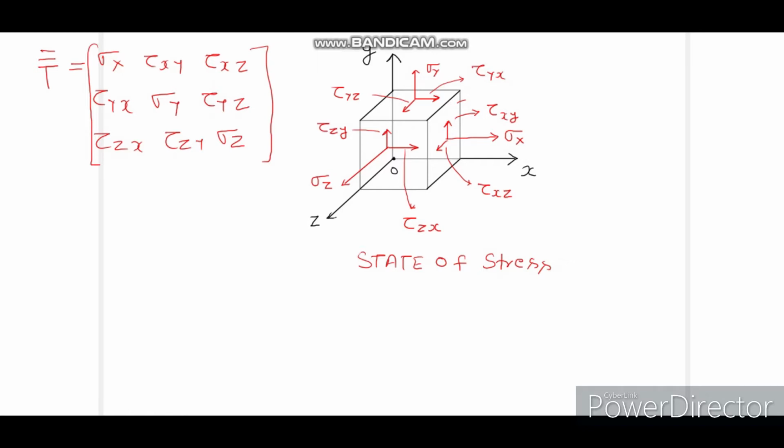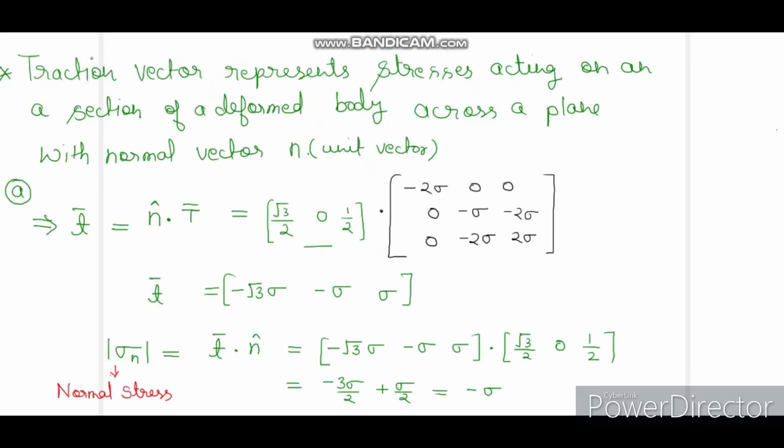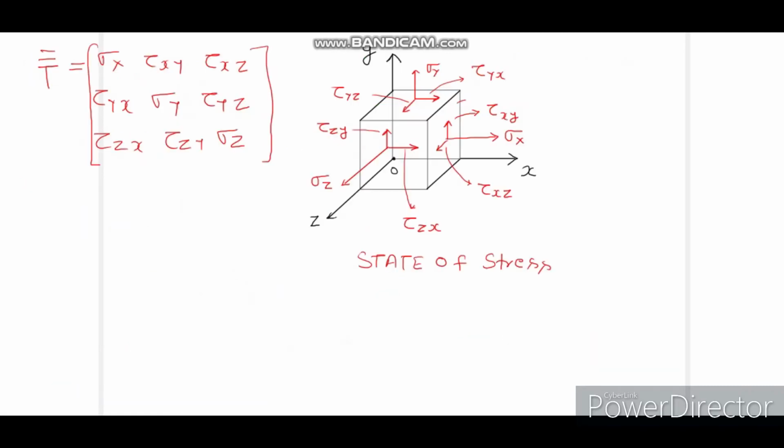Now the second thing is, what is the traction vector? The traction vector represents, if we see this plane here, there are 3 components of stress, and we can represent all 3 as a single vector, like sigma x i plus tau xy j plus tau xz k. So this is the traction vector, which represents the total stress acting on a plane in vector form. How can we find the traction vector for a plane?